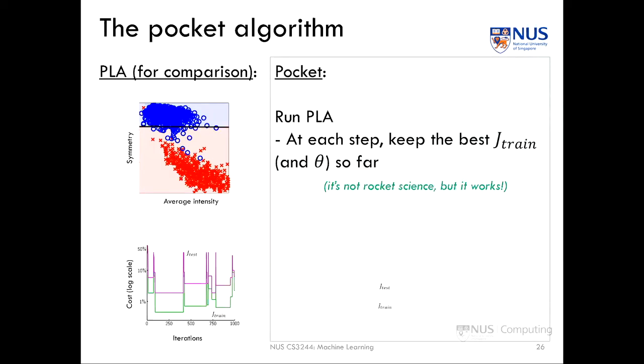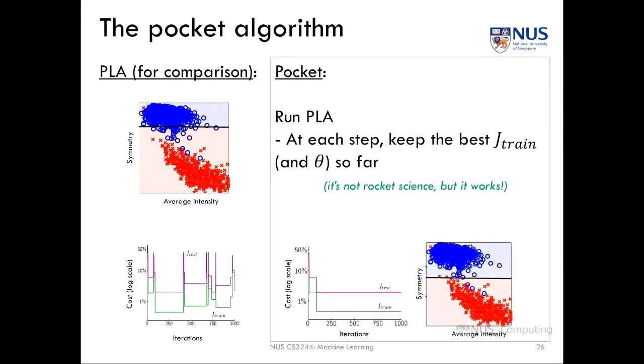So at each time step, we keep the best cost function JTrain and the best set of parameters so far. Only when we update and we find that we can actually improve do we bother to update the weight vector and our cost function. It's really as simple as that. The resulting boundary looks a lot better because we've kept the best out of all 1000 iterations.